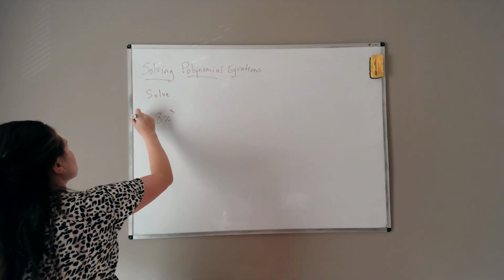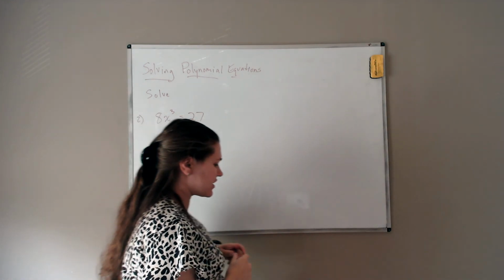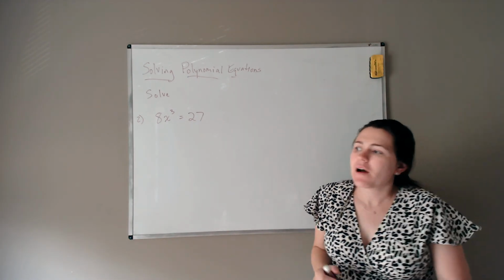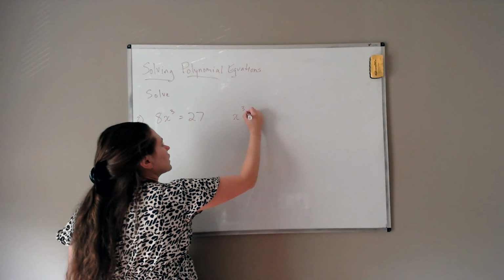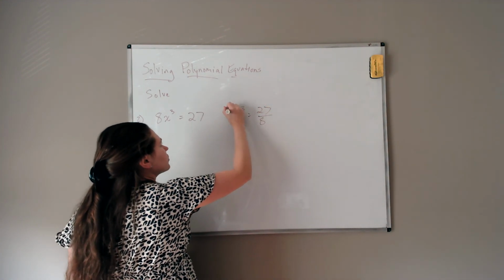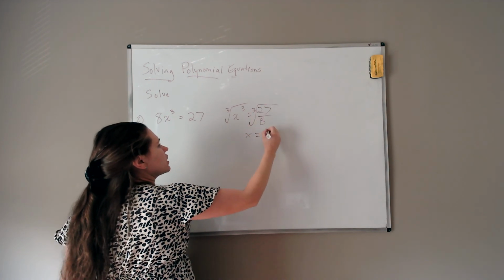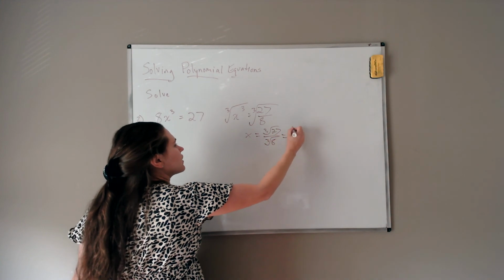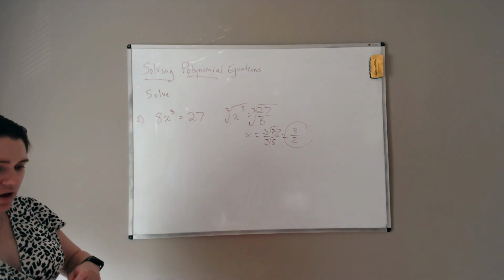Number 2, 8x to the 3rd equals 27. This one, people love to say, I'm going to divide by 8, and then I'm going to take the cubed root of both sides. And I get x equals the cubed root of 27 over the cubed root of 8. I get 3 halves, and I'm done. My answer is 3 halves, okay?